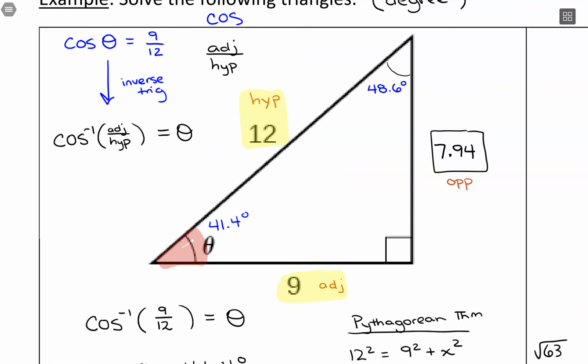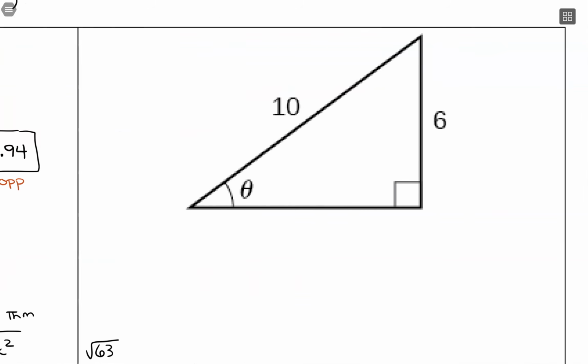All right, so that solved the triangle. The idea is that if we weren't given any angle measurements, we're going to need to use inverse trig in order to find it. Let's do one more.